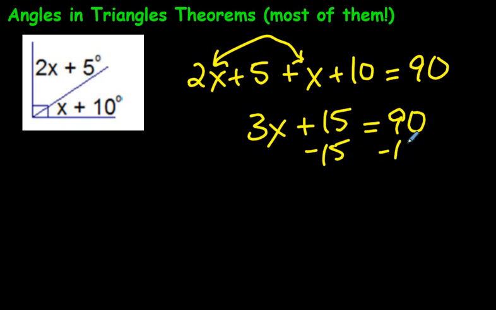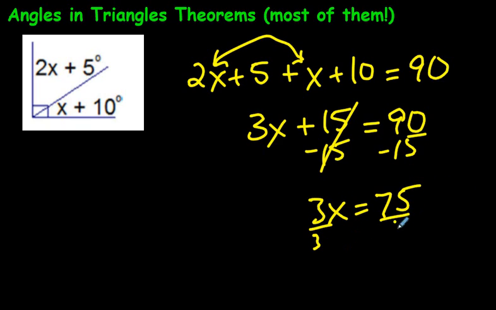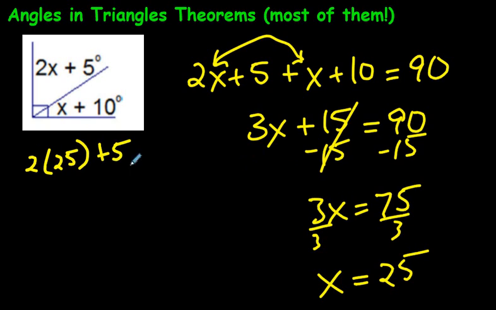Now let's do some algebra really quick. Let's subtract 15 from both sides to get rid of that. So 90 minus 15 is 75. And divide both sides by 3 to get a final answer. X is 25. If we needed to know this exact angle, we would just sub in the 25 into this. So we would go 2 times 25 plus 5. That's 50 plus 5, that'd be 55 degrees right there.